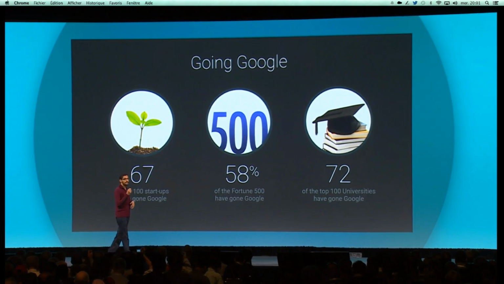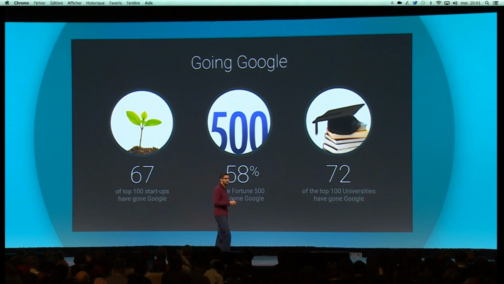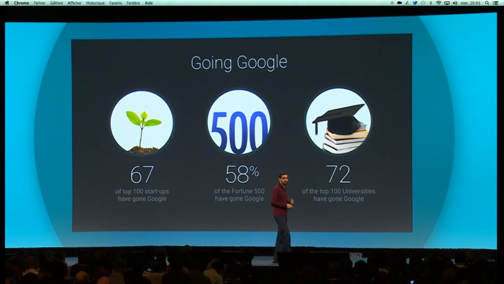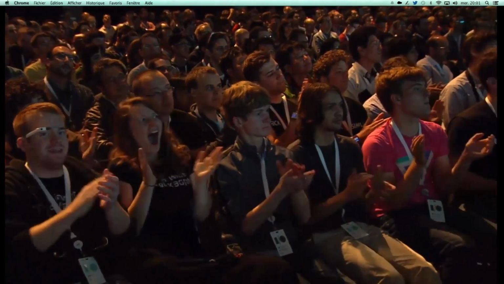Donc là, on voit qu'il y a 67 des plus grandes startups qui utilisent Google. 58% des plus grandes fortunes utilisent Google et 72 universités utilisent Google. Des plus grandes, hein, bien sûr.